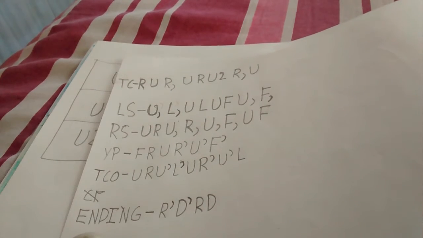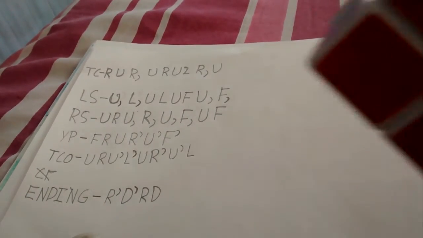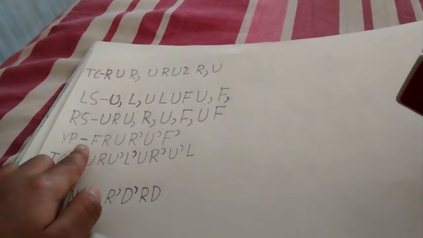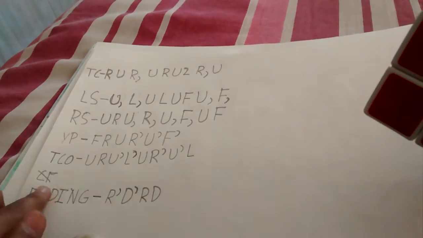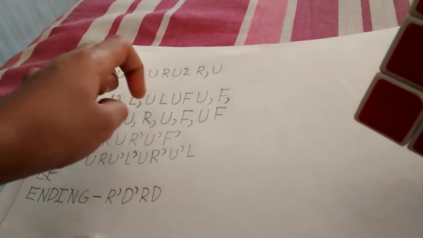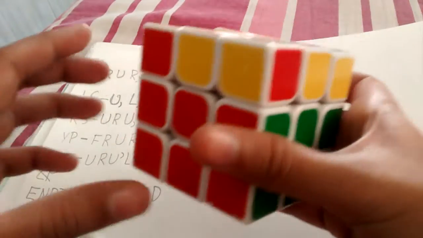So I am giving you time for writing it. You can pause the video. I'm giving time. Okay, so let's start. I know you have written it by pausing the video. Now you have to do this formula: F R U R', U', F'. Don't write these both right now. First write this, not this. I know you have written this already. Now let's do it.